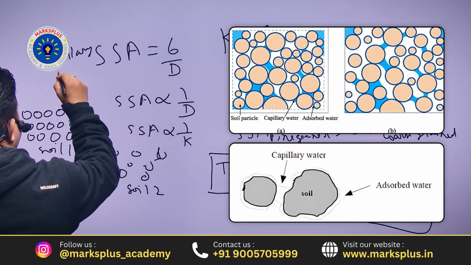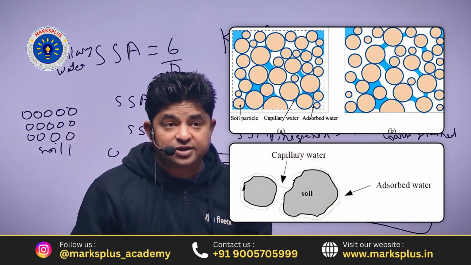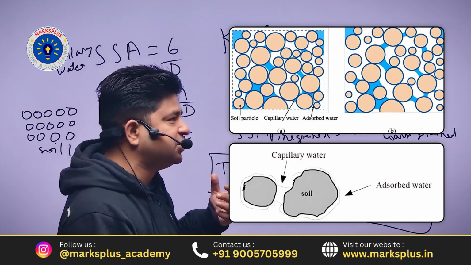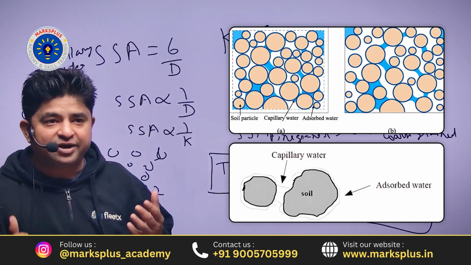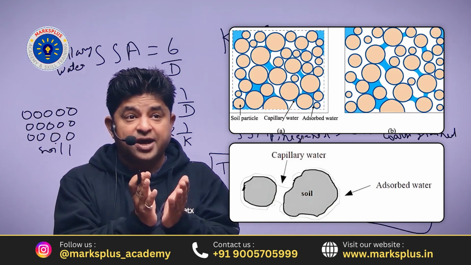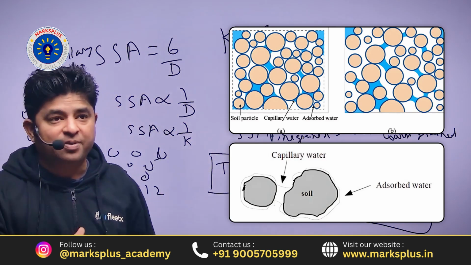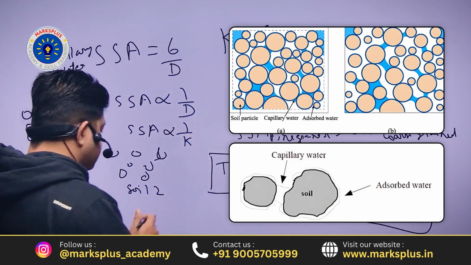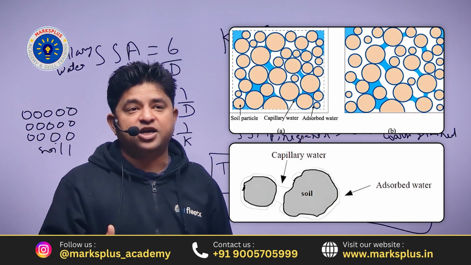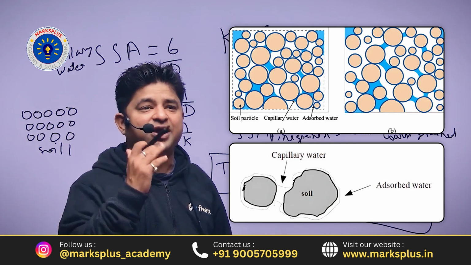And when water is absorbed on the surface area of the soil mass, on the surface area of the solid grains, then that water is said to be absorbed water. We can say that fine grained soil has a higher specific surface area. It means the absorbed water also increases, and when absorbed water increases, the permeability of the soil decreases. So the absorbed water is measured in terms of specific surface area, and we have seen that if the specific surface area increases, then the permeability of the soil will decrease.